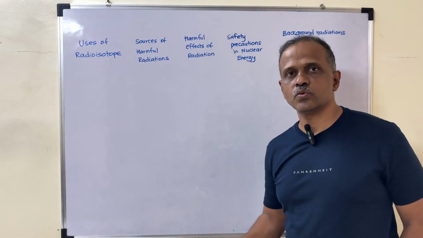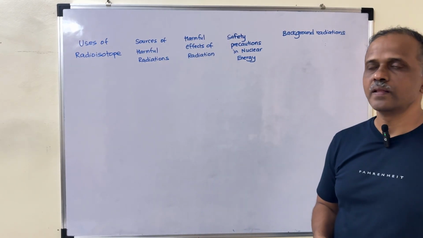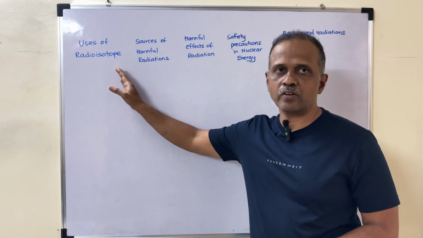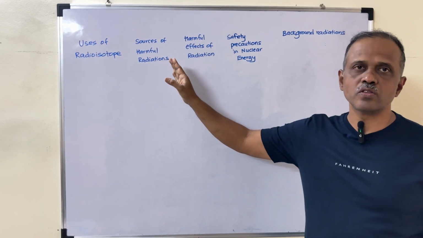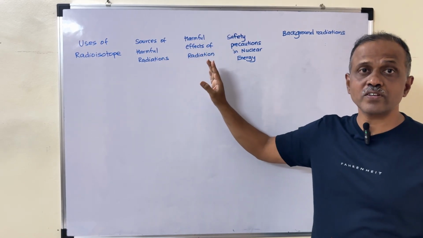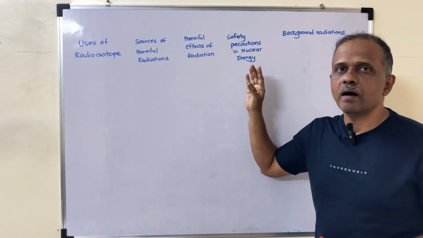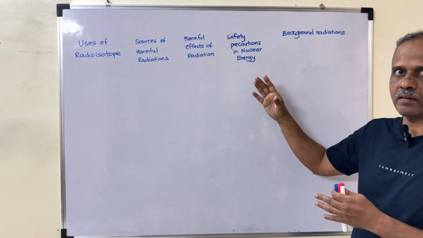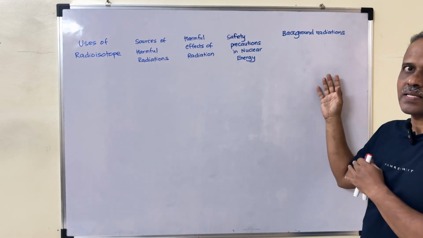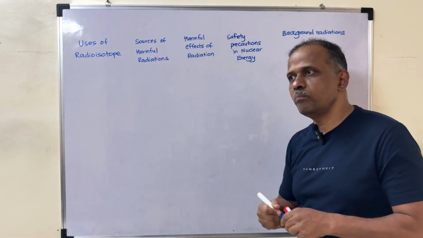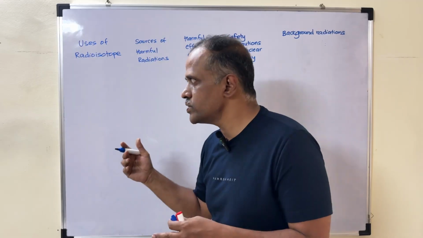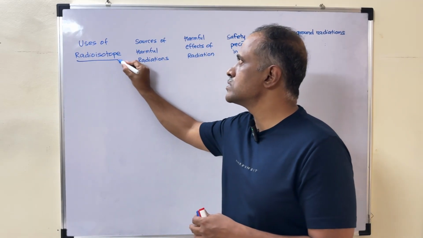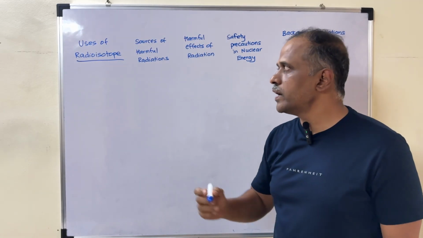Good morning, students. The topic we are going to study today is first the uses of radioactive isotopes, then the sources of harmful radiation, the effects of harmful radiation, how nuclear substances need to be handled, safety precautions, and lastly the background radiations. Now, before going into all of these, let us first understand the meaning of radioisotope.